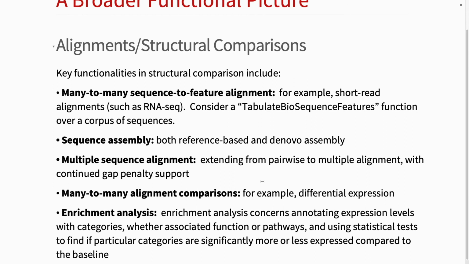We're looking into expanding our sequence alignment from pairwise to multiple alignment, some many-to-many alignment comparisons that go with the RNA-seq case before, really differential expression: seeing, in a normal versus disease situation, being able to display and compare those and determine if they are statistically significant for a given pathway with enrichment analysis.